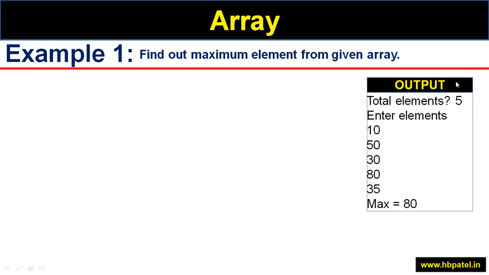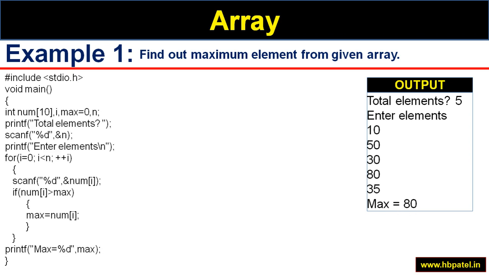So the input is the total number itself, and then all these 5 numbers I'll be processing, and the output will be the max. Now let's try to see the program. The program is very simple.